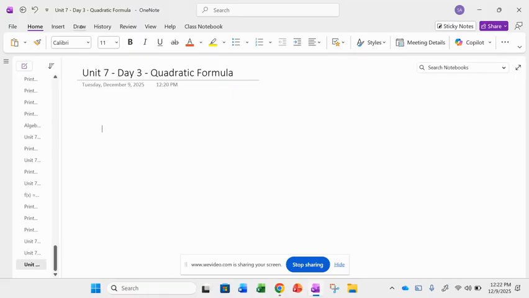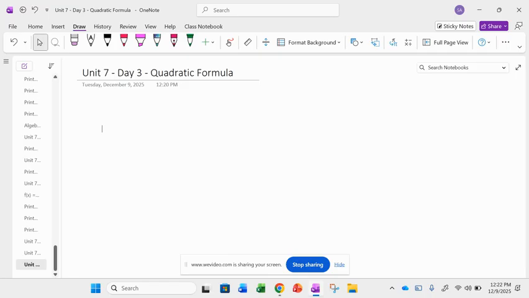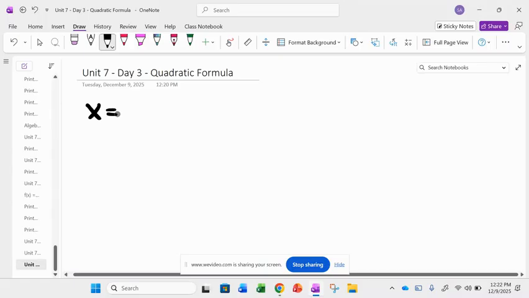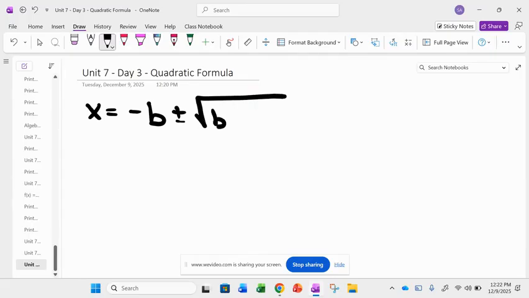So I asked the other class, I'll ask you, do you guys want to see, well, if you remember from Algebra 1, the quadratic formula is x equals negative b plus or minus the square root of b squared minus 4ac all over 2a.